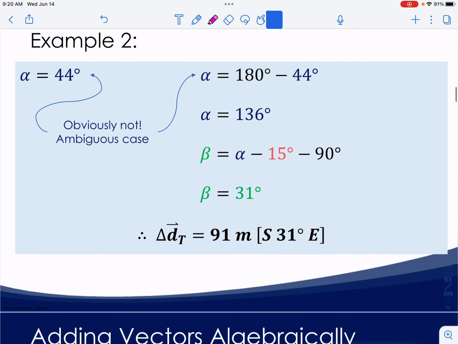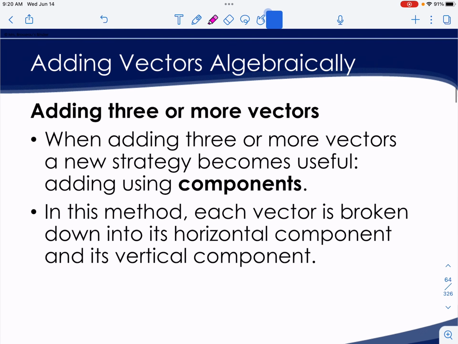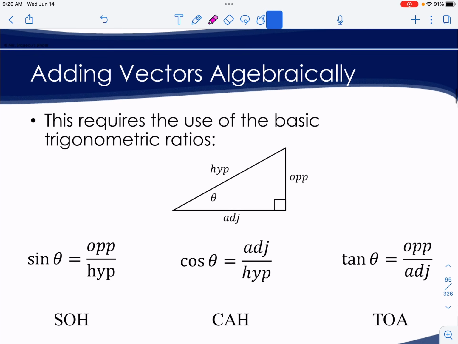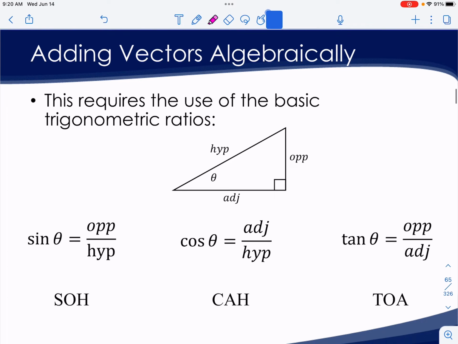Okay, so this is continuing with that example. If you'd like to, go ahead and work through that on your own. When you add 3 or more vectors, you need to do a new strategy. So the new strategy is that you break each vector into its horizontal and vertical components. So for example, this is just telling you the math.